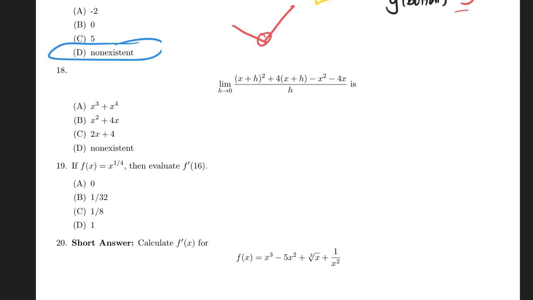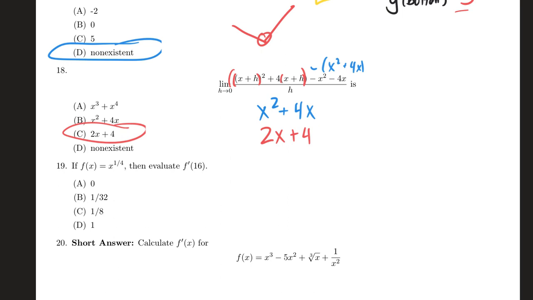For number 18, this looks like a really complicated problem, and you could just work this whole thing out by hand, just like you would have done in the first learning objective, and you'd get an answer. But this one you can actually simplify a bit. This is x plus h being squared. This is x plus h being multiplied by 4. And this is subtracting x squared plus 4x. So this is the limit definition of the derivative for x squared plus 4x, and we can use the power rule to quickly see that the answer is 2x plus 4.